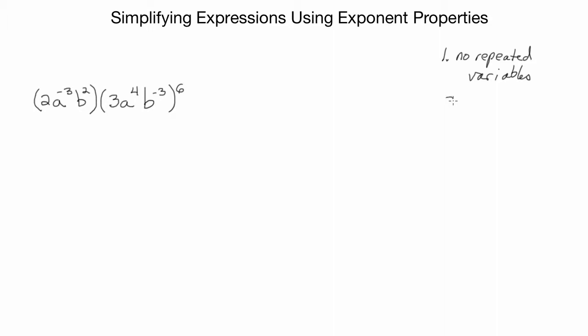The second thing to get to is I need to have no negative exponents. So I've got a to the -3rd here. I have a b to the -3rd there. So when it's all said and done, when I'm finally simplified, there should be no negative exponents.